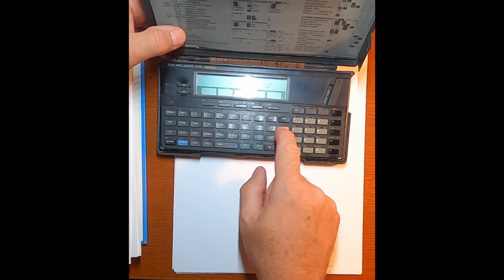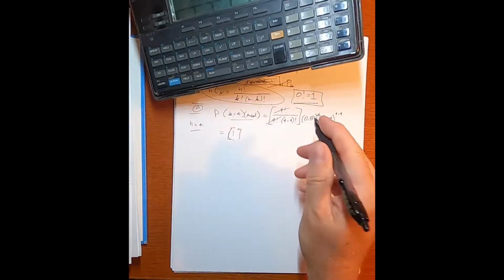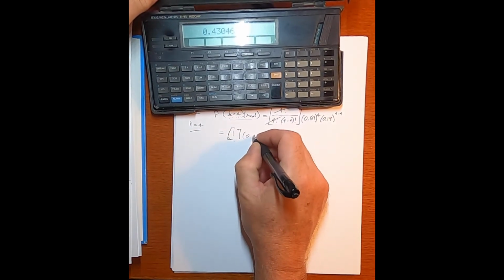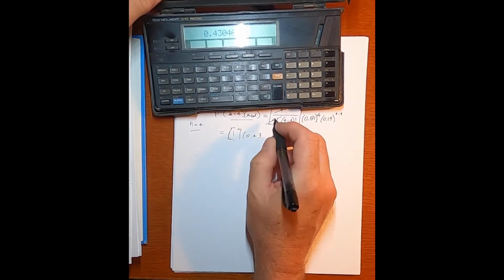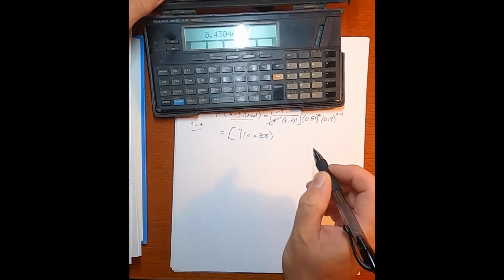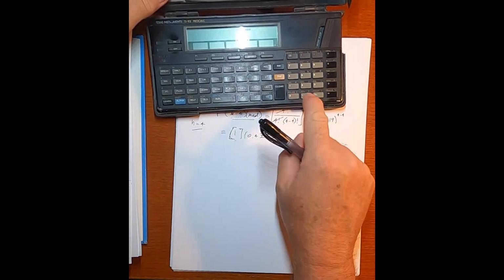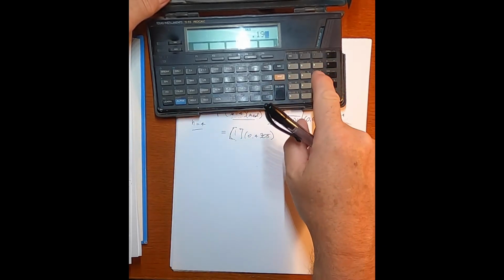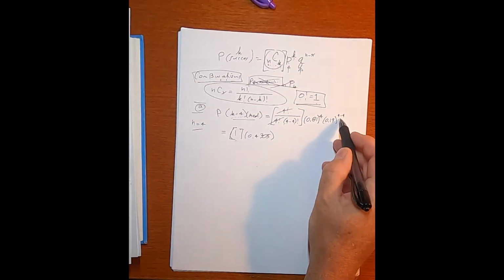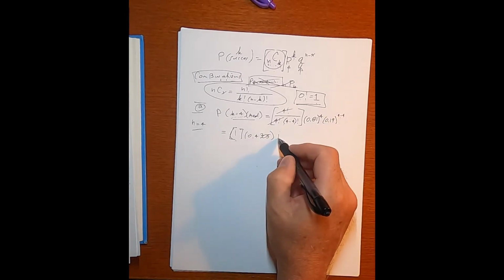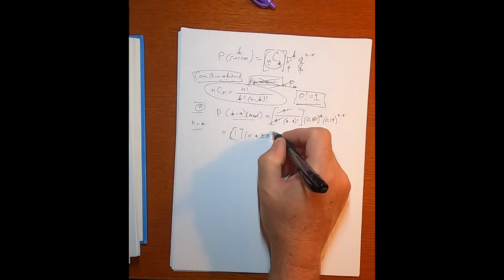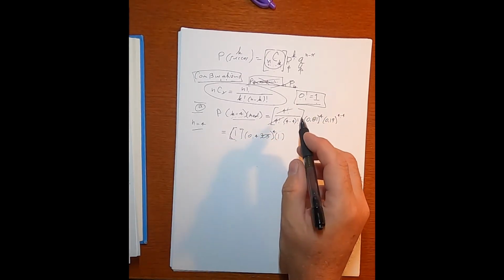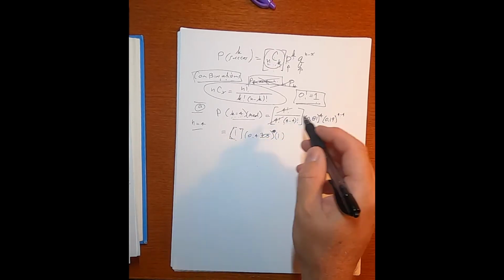0.81 raised to the 4th power is 0.4305, I guess. And then we have 0.19 raised to the 0 power. Anything raised to the 0 power will just be 1. So I forgot to raise this to the 4th power. Oh, that's done. I did that to the 4th.